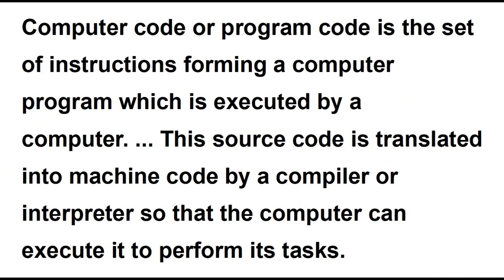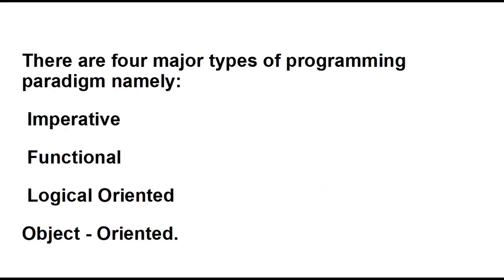Computer code or program code is the set of instructions forming a computer program which is executed by a computer. This source code is translated into machine code by a compiler or interpreter so that the computer can execute it to perform its task. There are four major types of programming paradigm, namely imperative, functional, logic oriented, and object oriented.